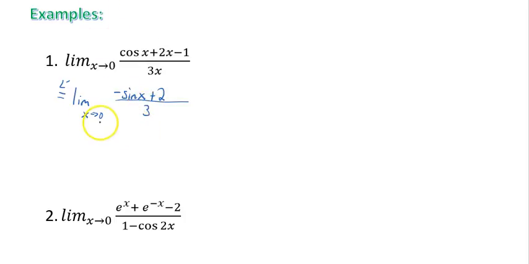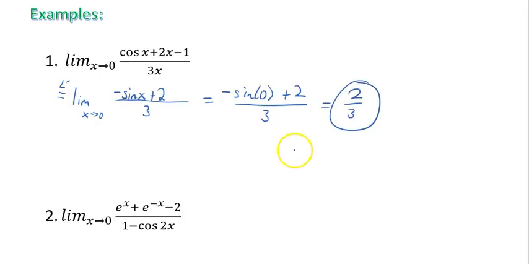Now, I can plug 0 in and not have an indeterminate form. I can plug 0 in and do something with it. So, I'm not going to put limit anymore. I'm just going to plug 0 in. So, negative sine of 0 plus 2 over 3. Well, the sine of 0 is 0, so that gives me 2/3. So that is the answer to this limit.